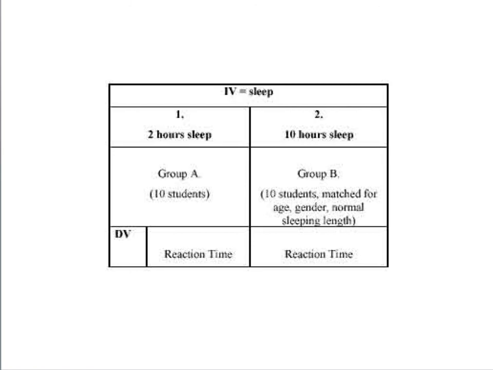So in this sense, the dependent variable, reaction time, is going to change based on how much sleep they get. Sleep is not going to change based on their reaction time. So sleep is what we're manipulating. It's our independent variable. Reaction time is dependent on how much sleep they get, so it's our dependent variable. So that's it for independent and dependent variables. There's also going to be a couple slides up here for experimental design, so please check those out.